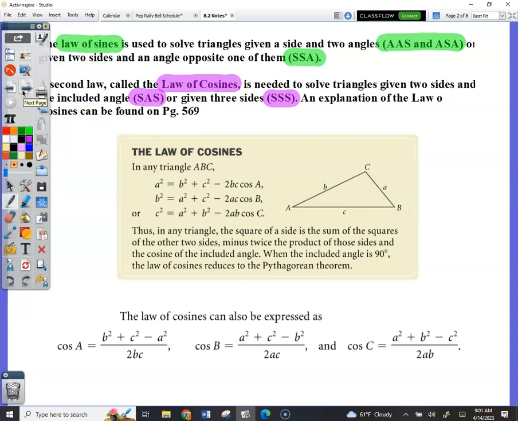Okay. Come back to this slide right here. You will notice with law of cosines, here are the 3 formulas. Notice that every single one of them involves solving for a side. Every one of them involves solving for a missing side.